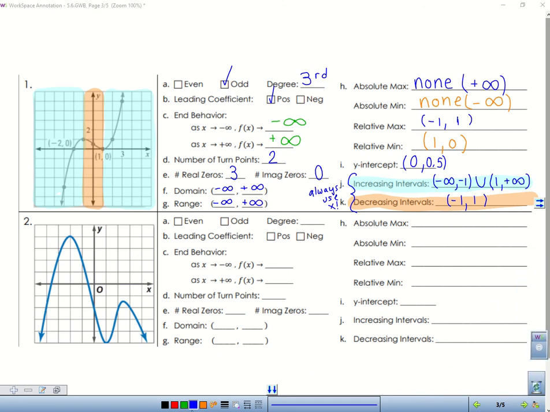All right, what did you think about the first one? Pretty self-explanatory. Okay, you ready to try another one? Yeah. So, this one starts down and ends down, right? Yes. Same direction means it is?